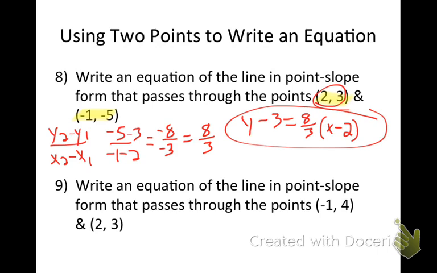Okay, 9. Write an equation of a line in point slope form that passes through the points (-1, 4) and (2, 3). Okay. Well, what do I need to do here first? I need to find the slope. So y2 minus y1 over x2 minus x1. So 3 minus 4 over 2 minus a negative 1. What's 3 minus 4? 2 plus 1 gets me. So my slope's negative 1/3.